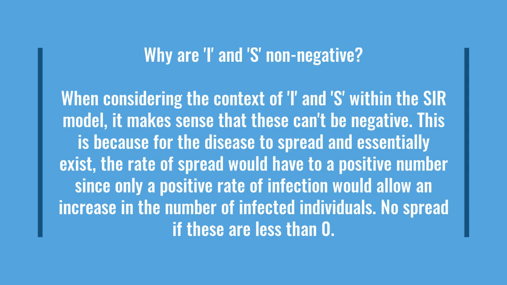So why are I and S non-negative? Well, I and S are the number of infected and the number of susceptible. So if these were negative numbers, there would be nothing happening with this disease. It wouldn't be spreading or existing. So that's why these would be non-negative. If there was nothing happening, they would just be zero, but they couldn't be negative. That just wouldn't make sense in the context of a disease and what it does.